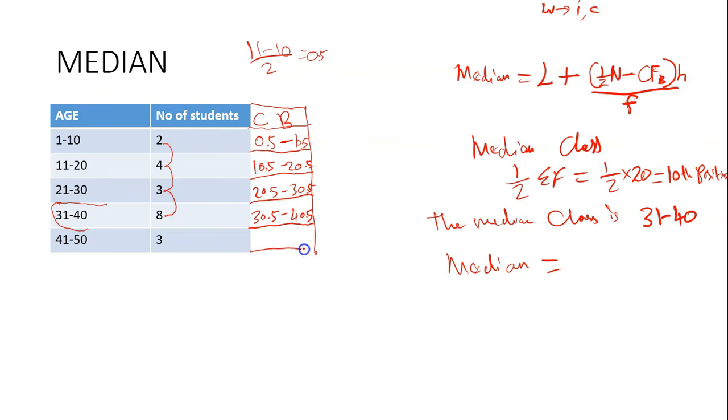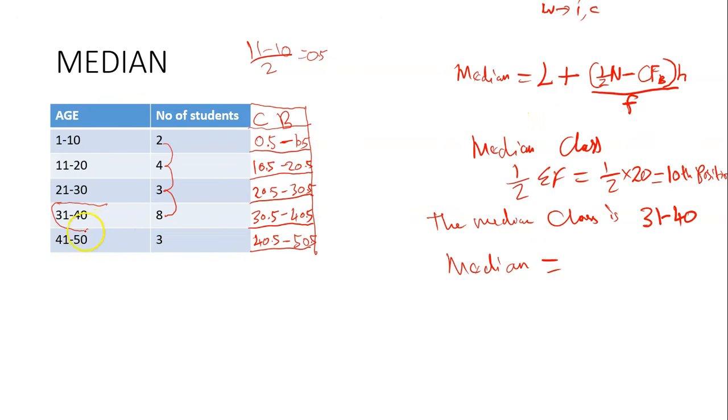When you go to the next class, 41 minus 0.5 gives you what? 40.5. When you add it to the upper class, you get 50.5. So these sides are called the upper class boundaries, and these are called the lower class boundaries. But the L represents the lower class boundary of the median class.